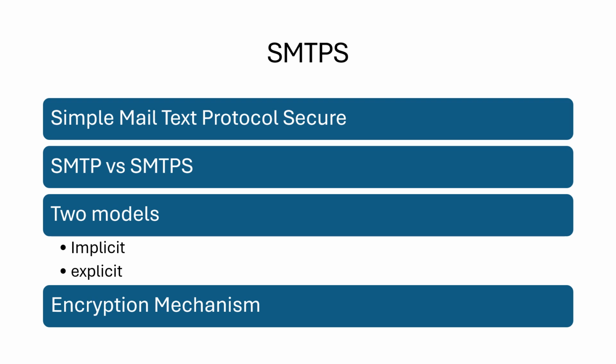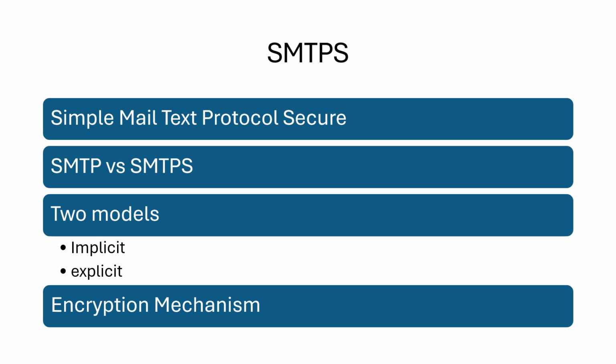SMTPS also has two different operating models. First, there is the implicit model. In this model, a TLS encryption is established immediately when the connection is opened, and the entire SMTP session is encrypted from the very start. And then there's the explicit model. This connection starts as an unencrypted SMTP session, and the client and server negotiate encryption using a STARTTLS command to upgrade to a secure connection.